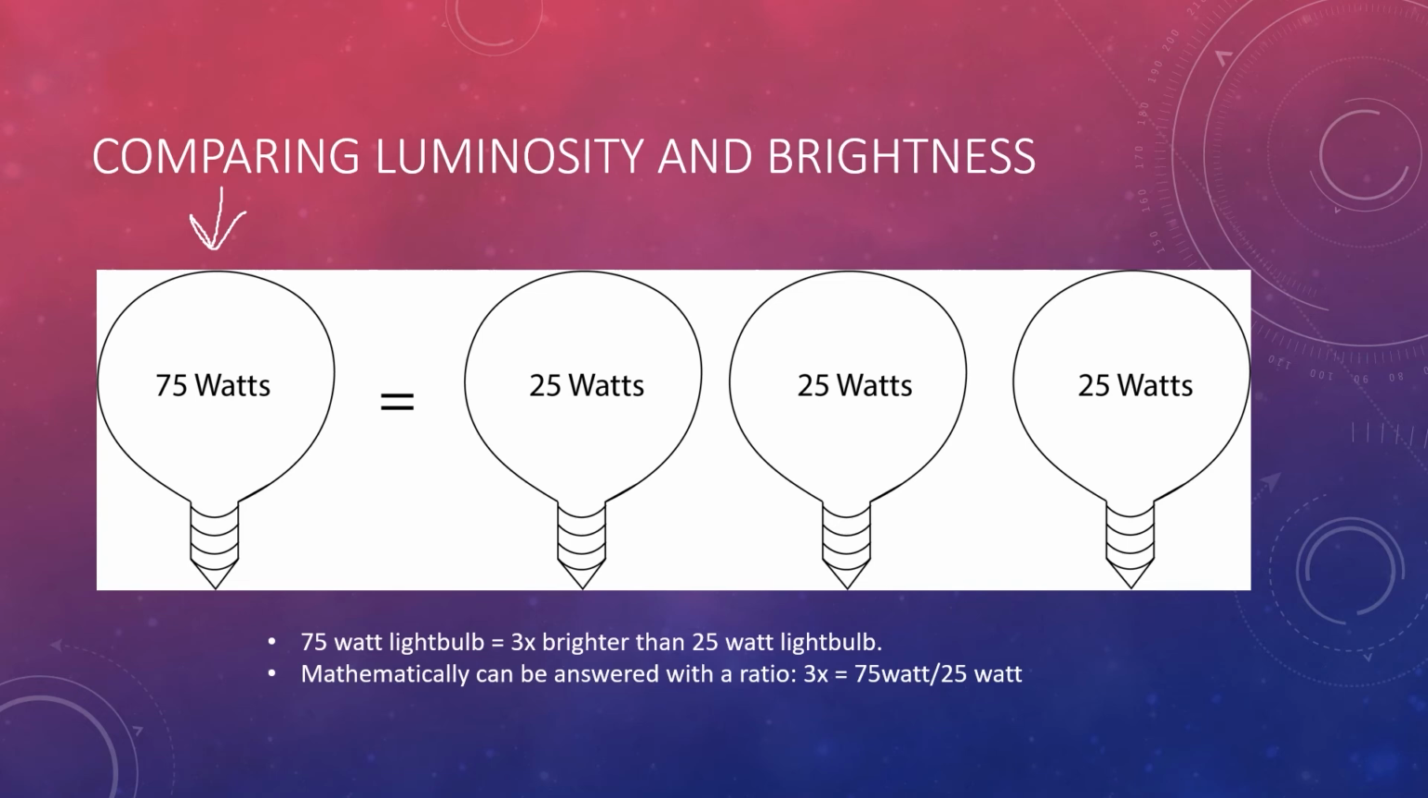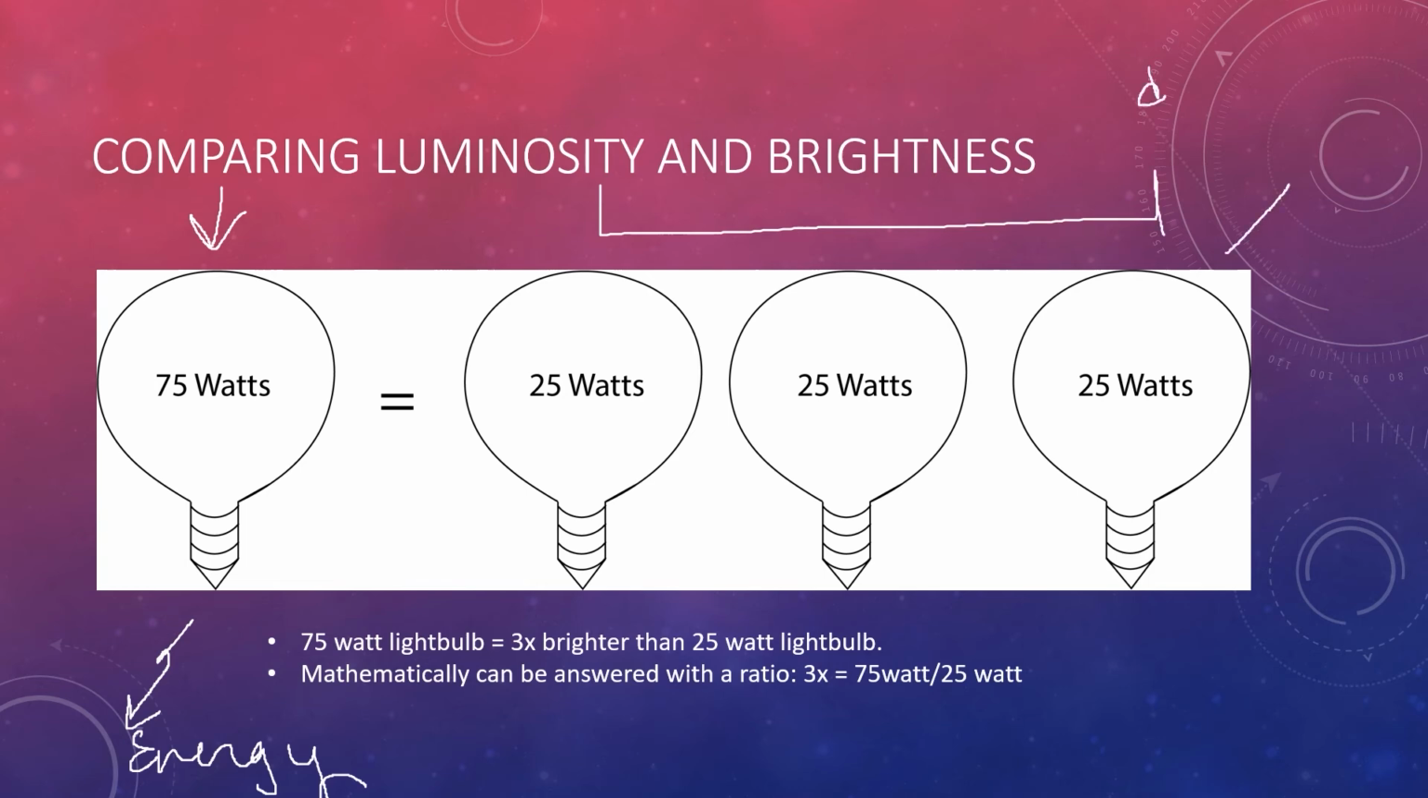So basically, you have a 75 watt light bulb. That's how much energy it is, energy output. But let's say you are this far away. Because your distance is so far, you will receive the energy of a 25 watt light bulb. And that's where brightness comes in.